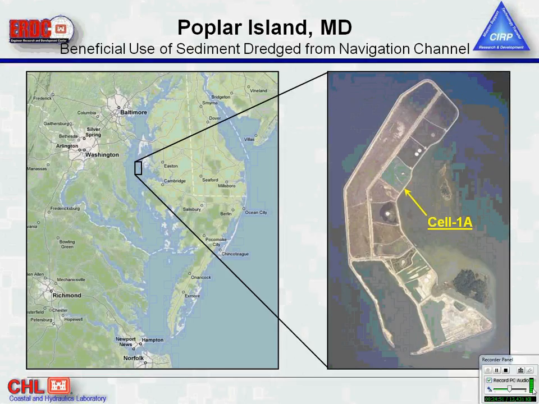Next, I will show you a few examples and a few applications we use for different kinds of study. And the first one is a beneficial use of sediment dredged from navigation channel. And as you can see from the figure, that's Poplar Island in Chesapeake Bay, inside of Chesapeake Bay. And you can see that's the bay. So the Poplar Island is here. And this island is rebuilt by using dredge material.